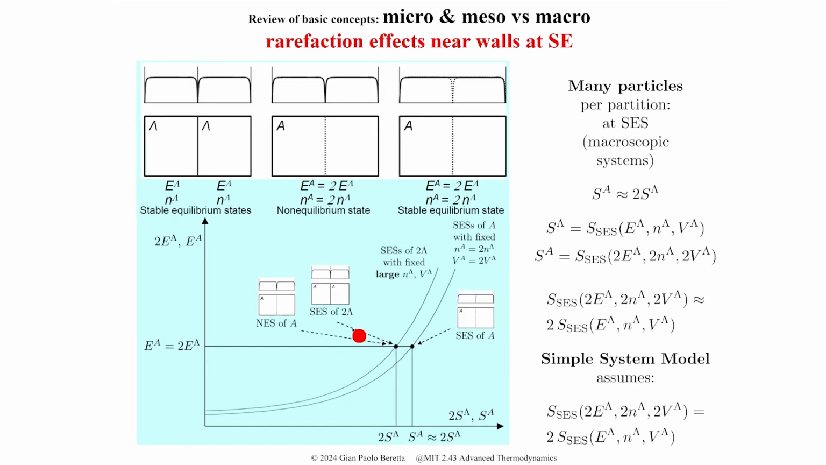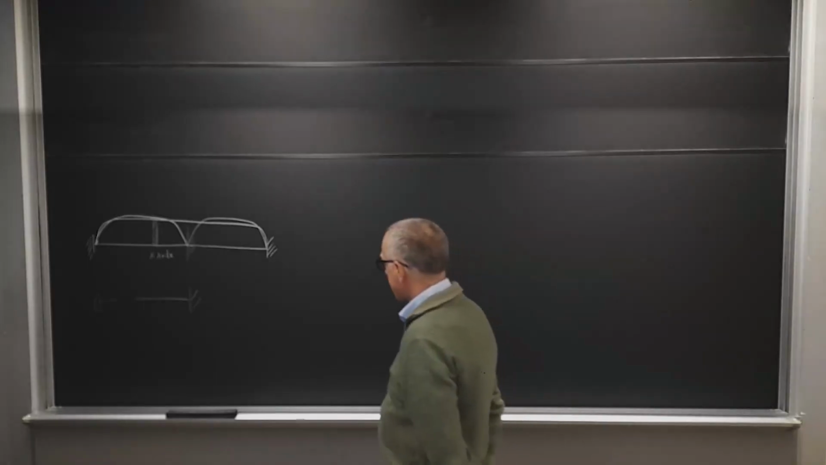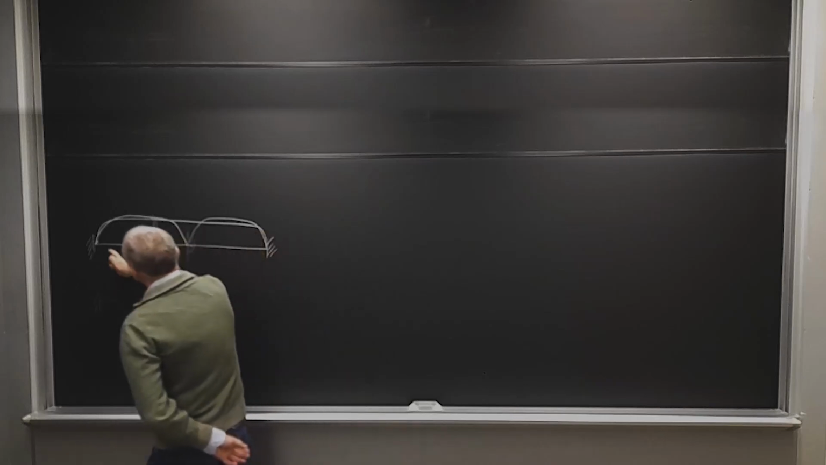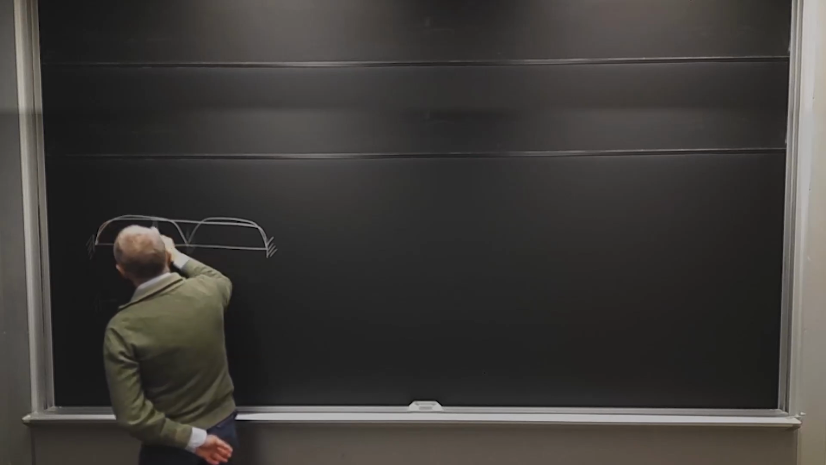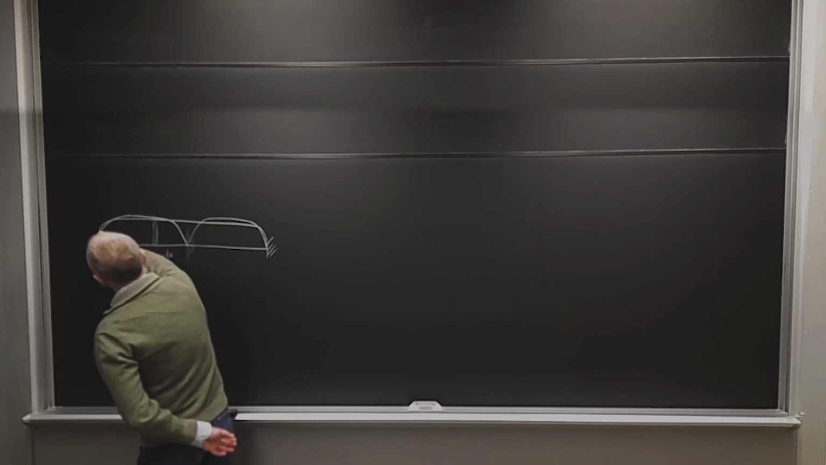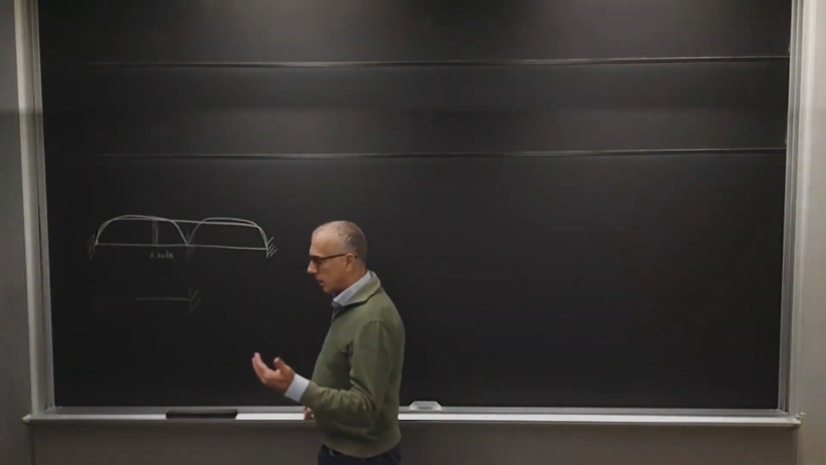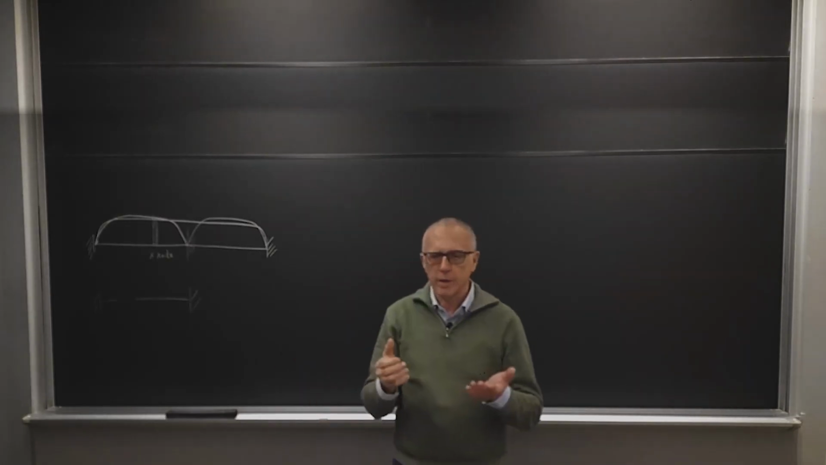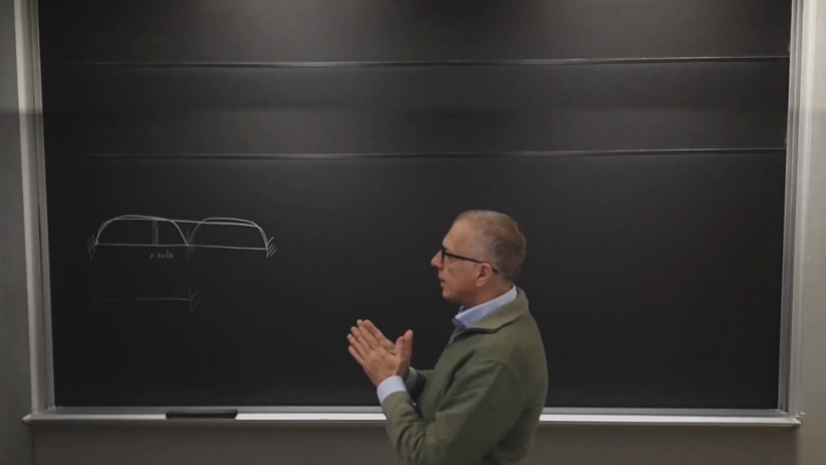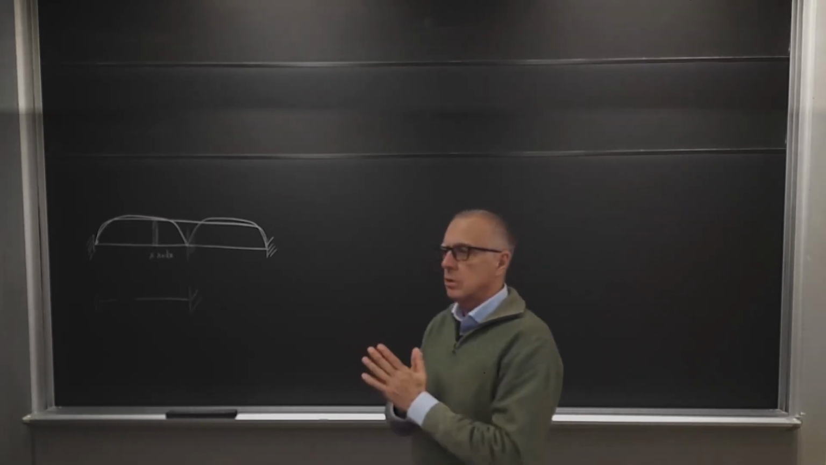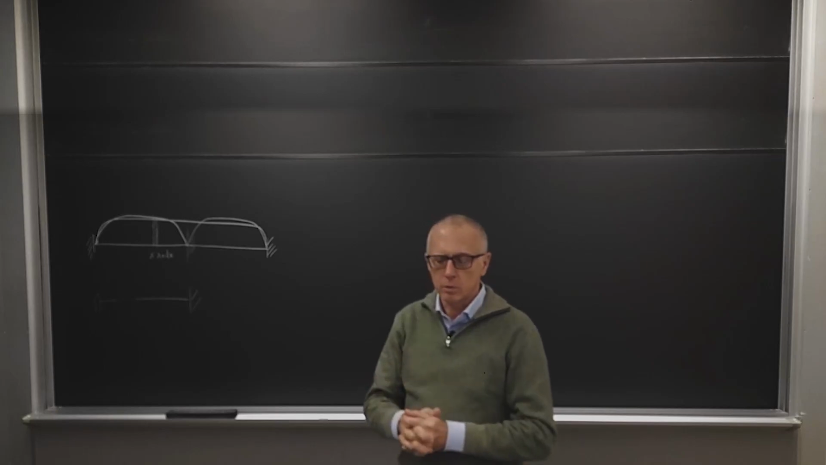So what changes when you have many particles? Somehow I have already used this idea here. When you have many particles, because here I go from 1 to 2 particles, the slope of this probability distribution at the wall becomes steeper. So in other words, the more particles you have, the smaller is the rarefaction layer next to the wall.